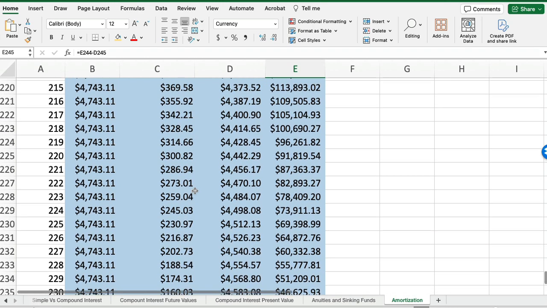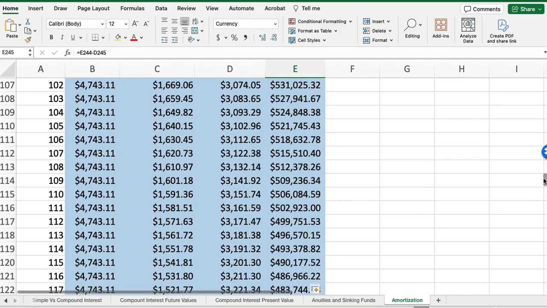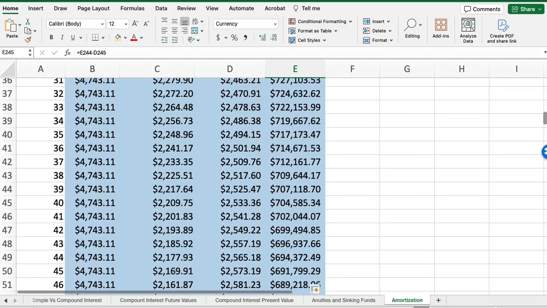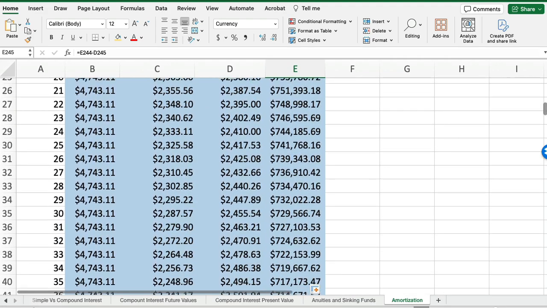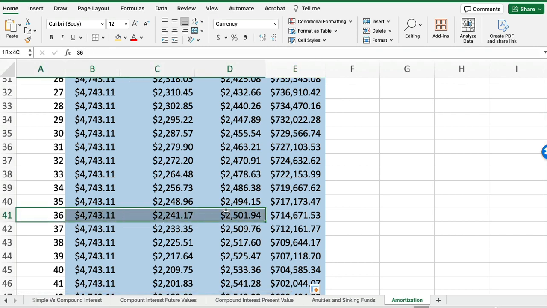So you can actually see anywhere along the line, no matter what payment number, just pick a payment number to look at. I don't know, maybe 3 years. So in 3 years, you're at payment number 36, right? So this is the 3-year mark right here. At 3 years into this, we see that we're still getting $4,743.11. We earned $2,241 and change in interest.